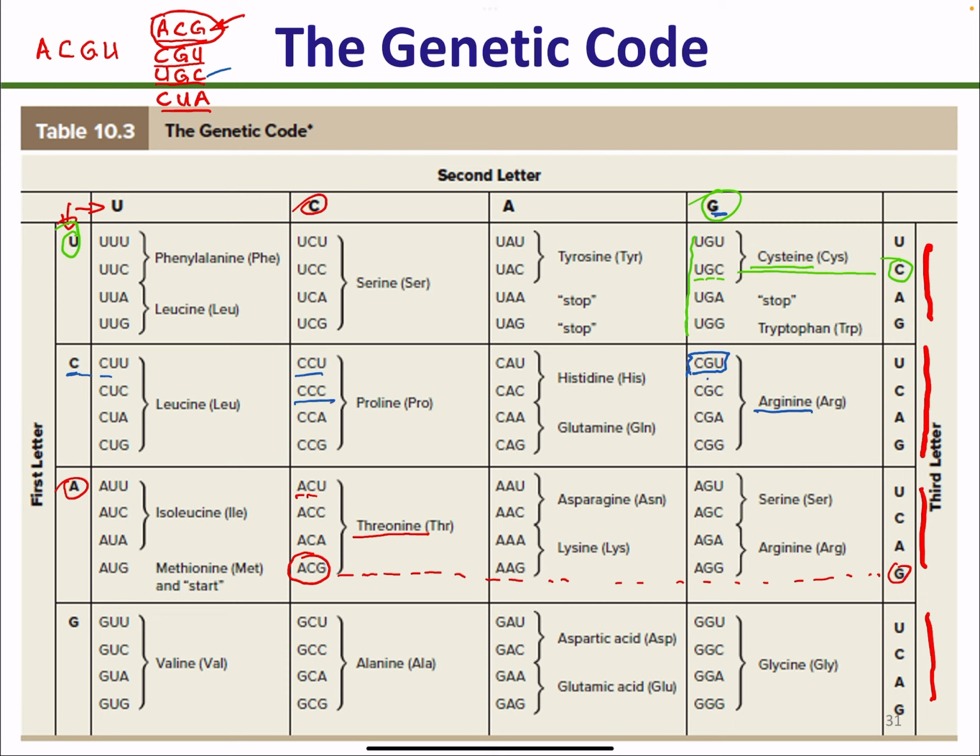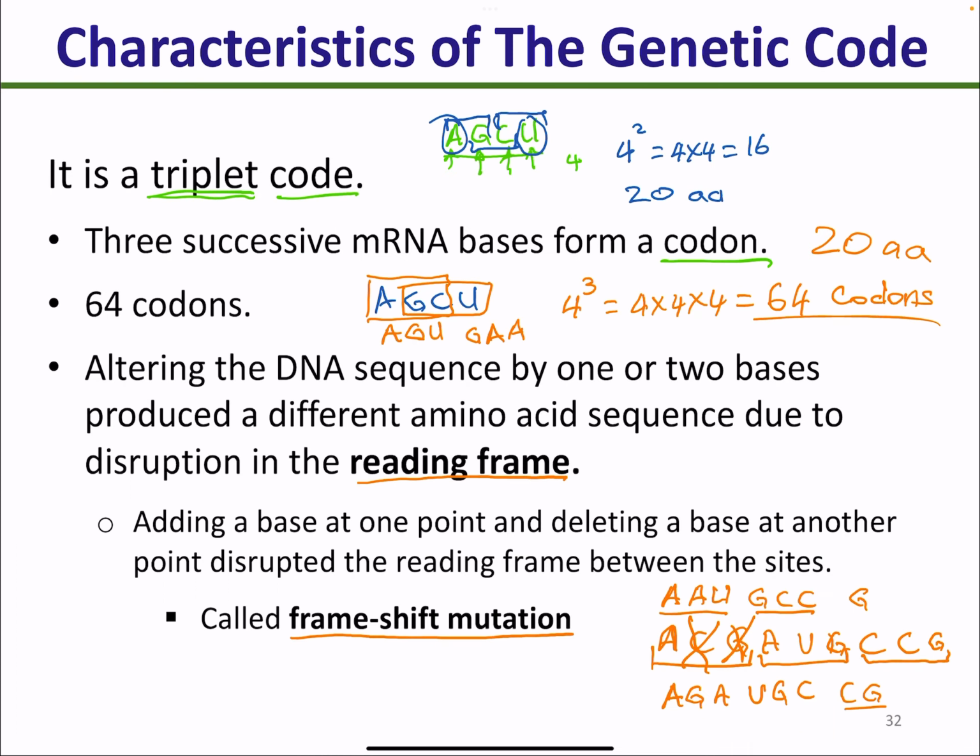CCU, CCC, CCA, and CCG are synonymous codons because they're all responsible for proline. However, CCU and UCG are non-synonymous because CCU produces proline while UCG produces serine. These are non-synonymous codons, okay?